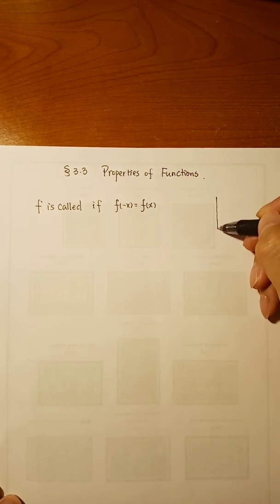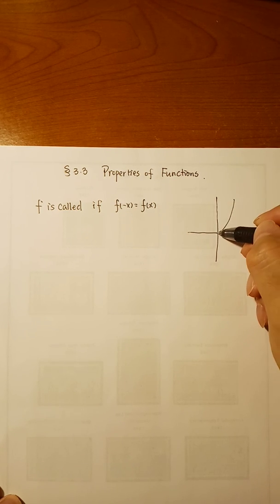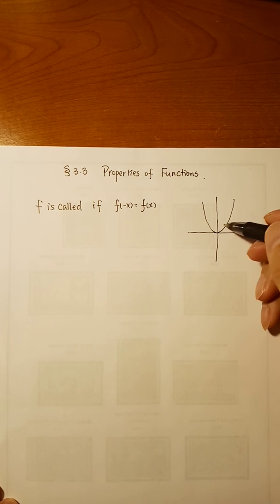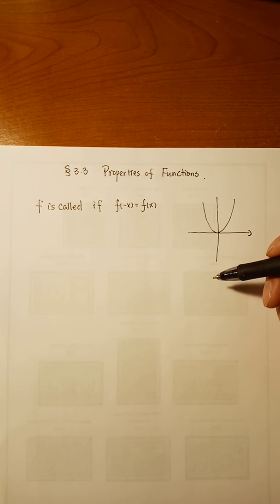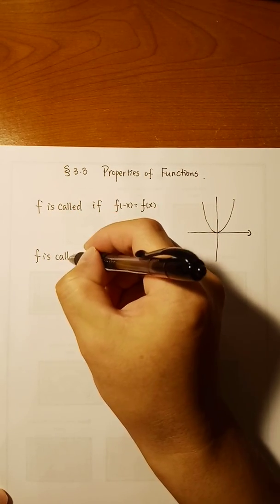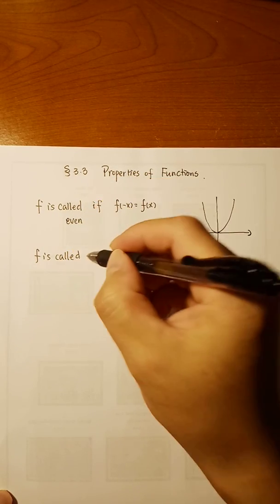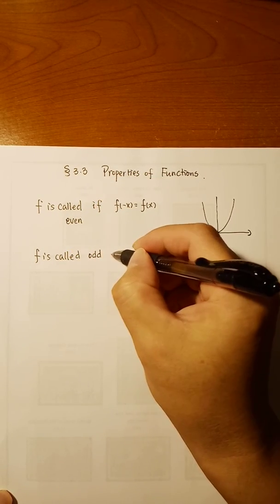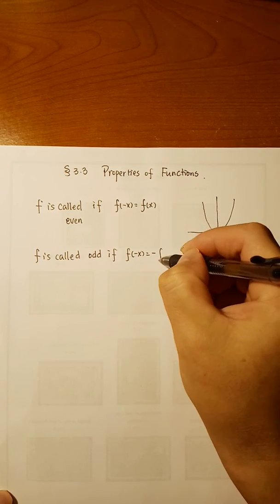If you have the graph, it's easy to see that for an even function, the left branch and right branch should be identical. They are symmetric about the y-axis. And f is called odd, oh, sorry, f is called odd if f(-x) = -f(x).